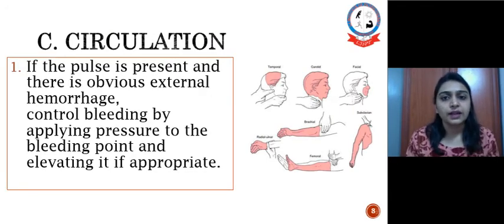Next is C, that is circulation. Most of the time when a patient has come with an accident, there will be extra bleeding, there will be external hemorrhage. At that time we need to first control the bleeding by applying pressure to the bleeding point and elevating that part if appropriate. So we need to apply pressure in the area where we find the source of hemorrhage.